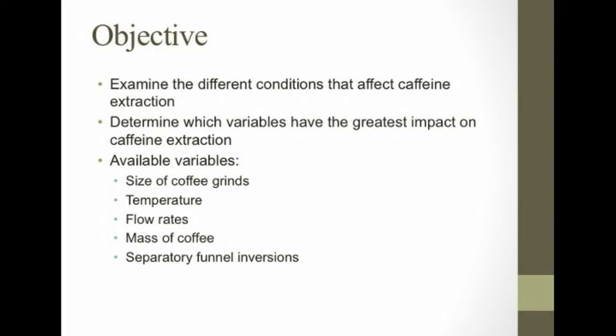We decided to vary the size of the coffee grinds between coarse, medium, and fine, the flow rates between approximately 1.84, 2.5, and 3.35 milliliters per second, and the inversions between 4, 8, and 12.